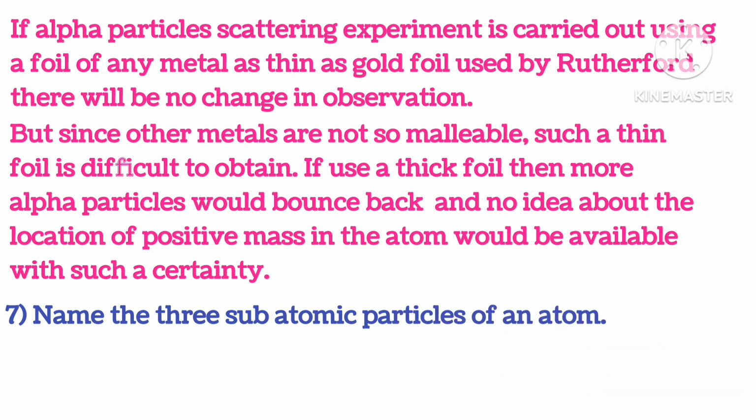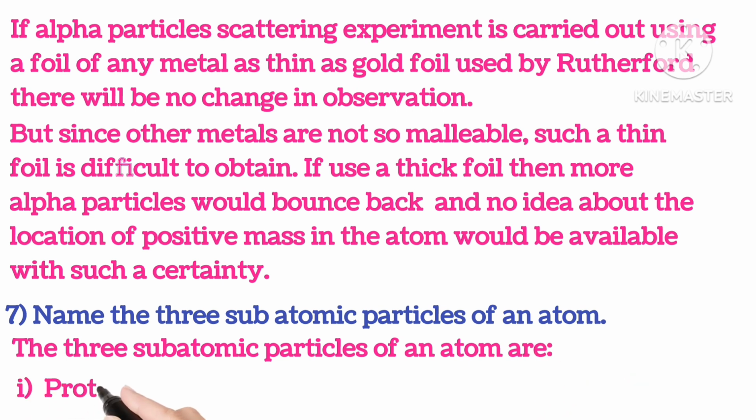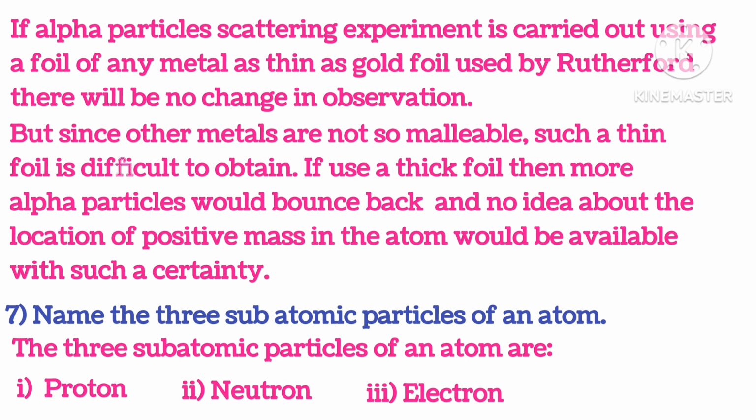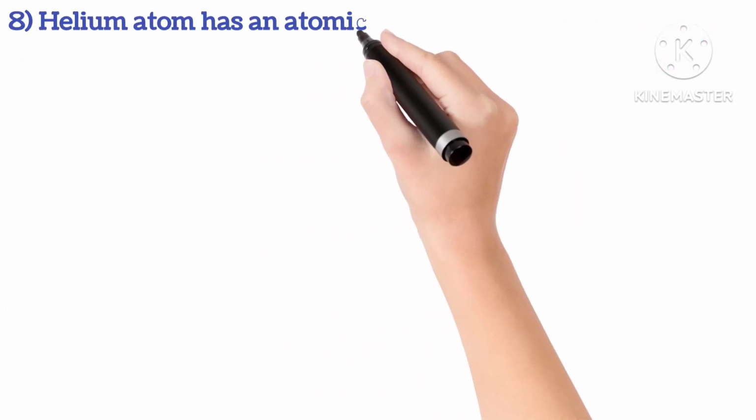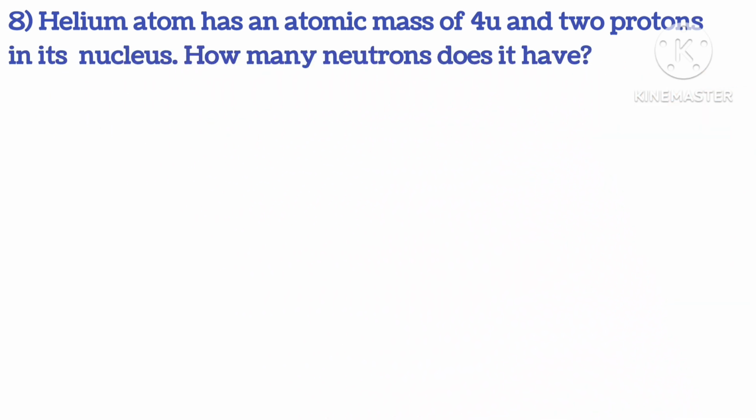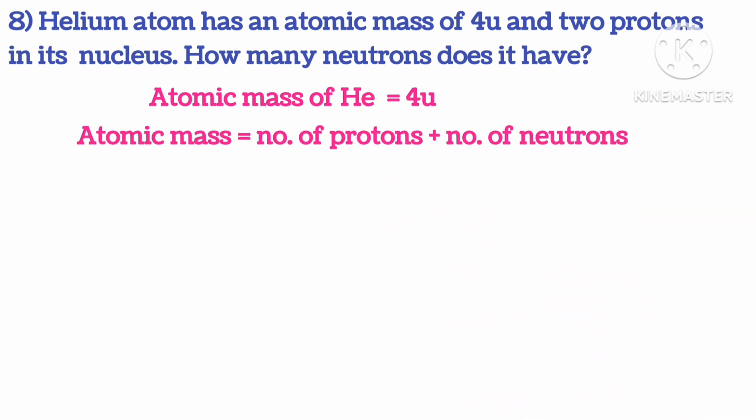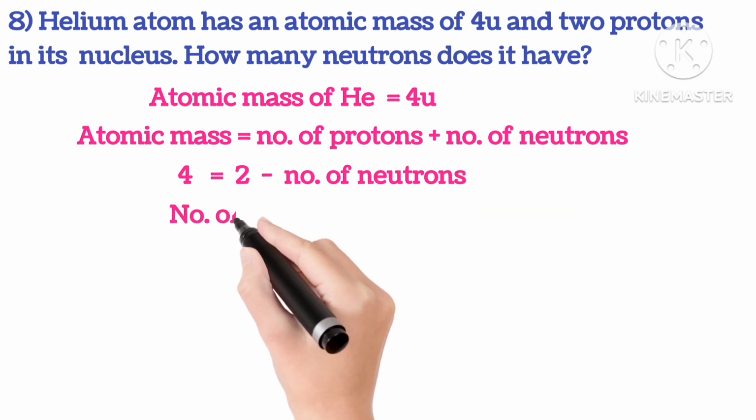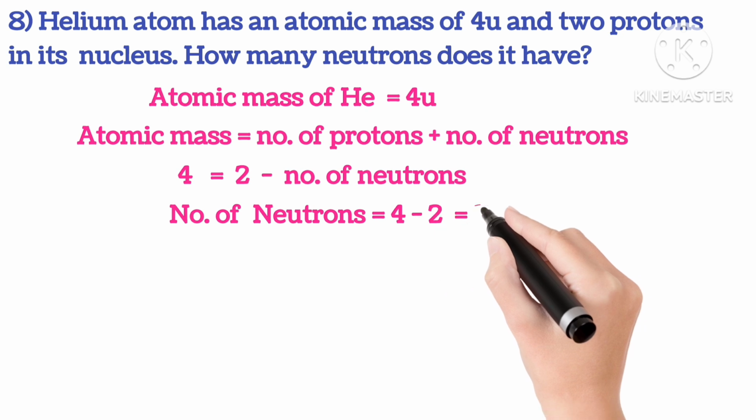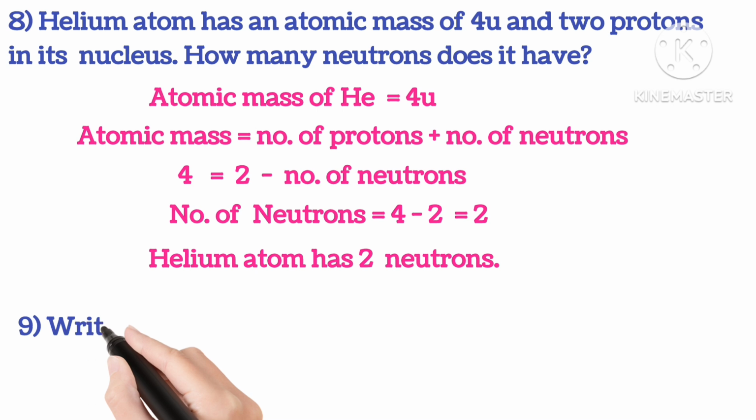Name 3 subatomic particles of an atom. The 3 subatomic particles of an atom are protons, neutrons, and electrons. Helium atom has an atomic mass of 4u and 2 protons in its nucleus. How many neutrons does it have? Atomic mass of helium is 4u. Atomic mass is equal to number of protons plus number of neutrons. So, putting the values, we get number of neutrons is equal to 4 minus 2, that is 2. So, helium atom has 2 neutrons.